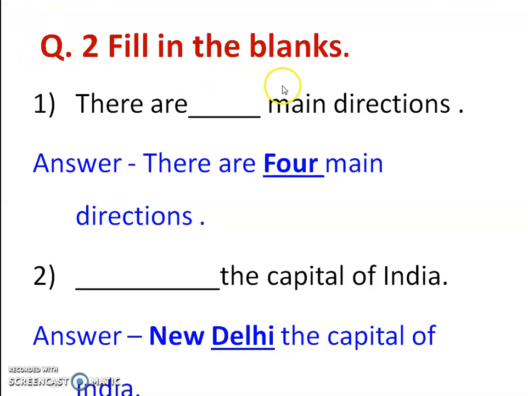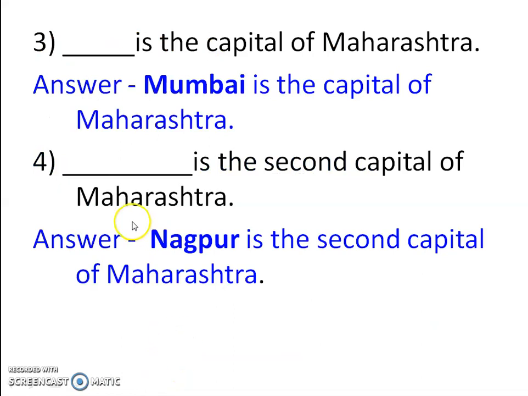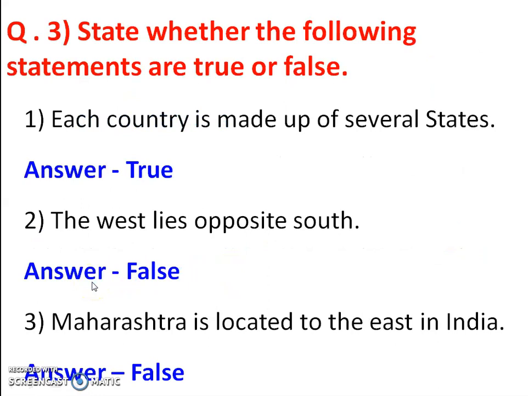Question number 2. Fill in the blanks. First, there are dash dash main directions. Answer: there are 4 main directions. Number 2. Dash dash is the capital of India. Answer: New Delhi is the capital of India. Number 3. Dash dash is the capital of Maharashtra. Answer: Mumbai is the capital of Maharashtra. Number 4. Dash dash is the second capital of Maharashtra. Answer: Nagpur is the second capital of Maharashtra.